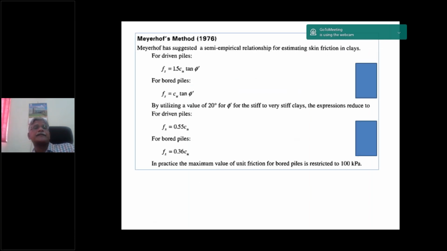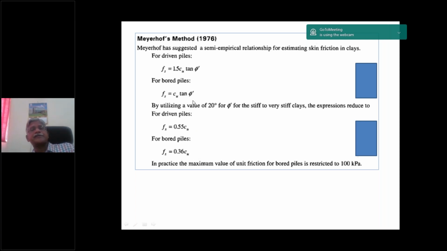As for the Meyerhof method, semi-empirical relationships are suggested for skin friction calculation. If it is a driven pile, the skin friction resistance can be taken as 1.5 times Cu tan phi'. If it is a bored pile, the skin friction fs can be taken as 100% times tan phi'. By utilizing a value of 20 degrees for phi' for stiff to very stiff clays, the expressions reduce to 0.55 Cu for driven piles and 0.36 Cu for bored piles.